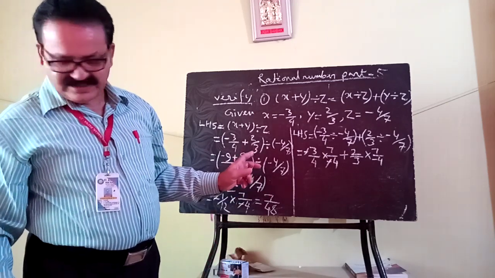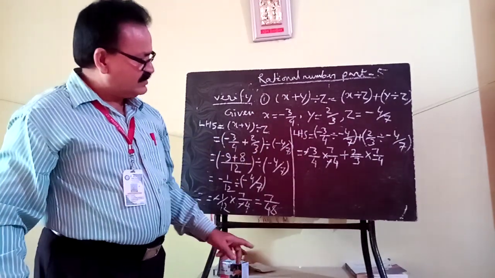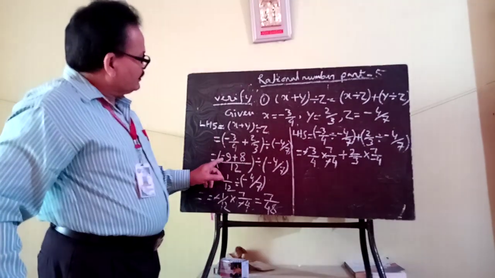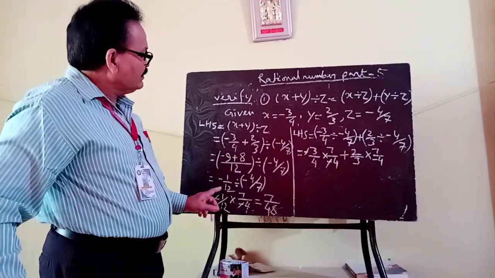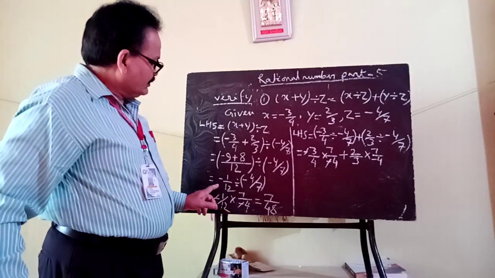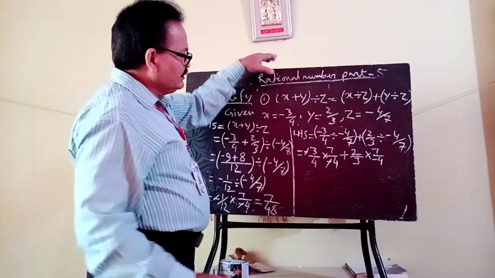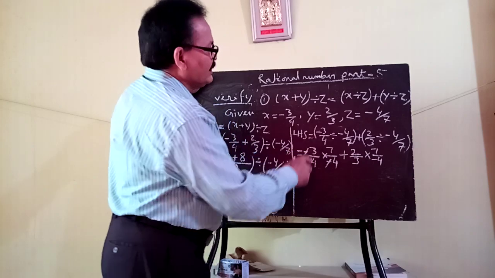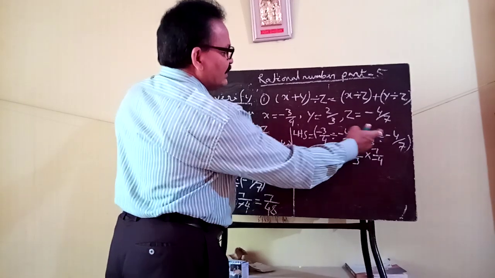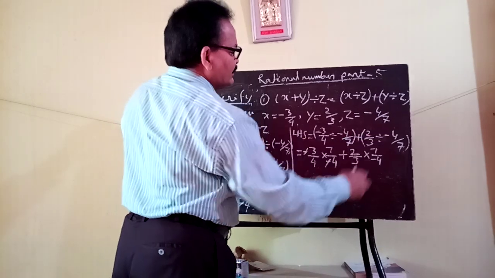X is minus 3 by 4 and y is 2 by 3, and z is minus 4 by 7. So in this case, minus 9 plus 8 is minus 1 by 12, and this is divided by minus 4 by 7. So you have got in this case 7 by 48. Now here, minus 3 by 4 divided by minus 4 by 7. On the right hand side, y divided by z, y is 2 by 3 divided by minus 4 by 7.